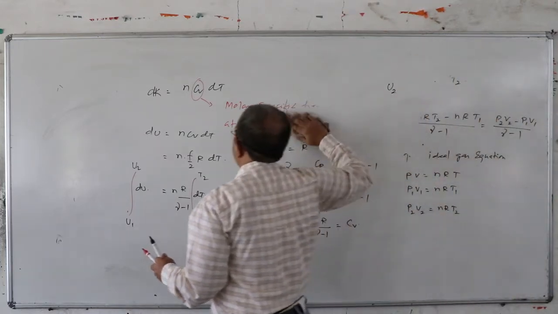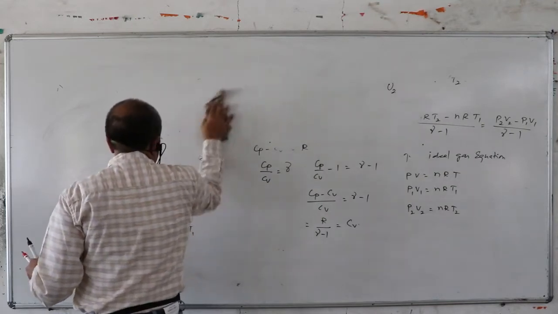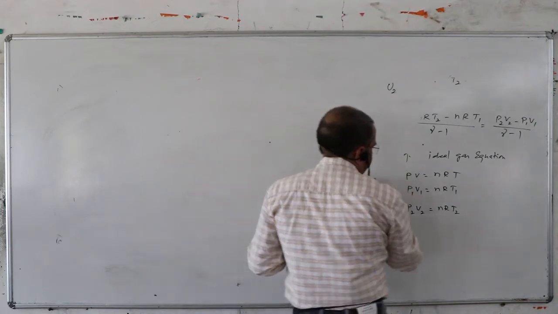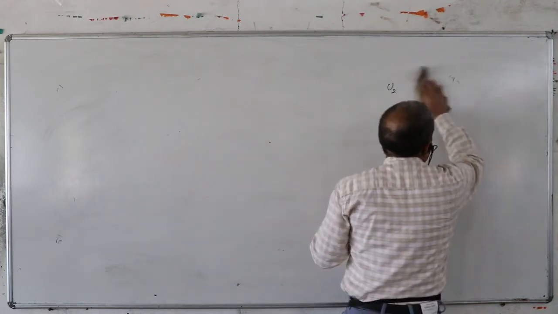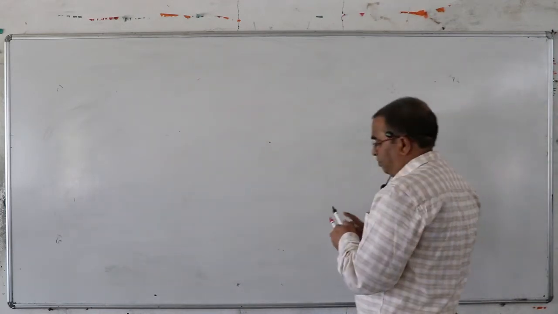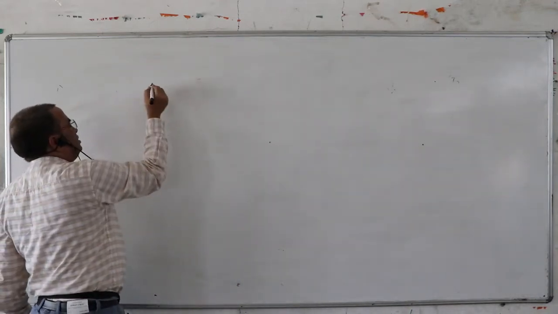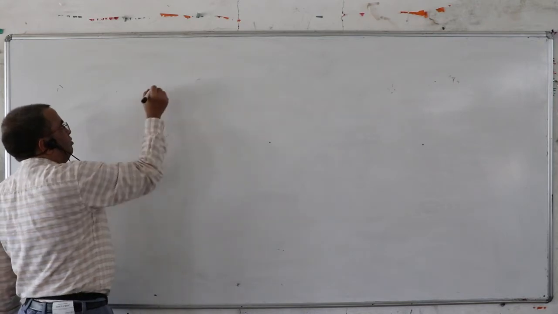Okay, this is what we have for internal energy. We have just discussed the change in internal energy. Now come back to the next term, dW, or we can say a small work being done.